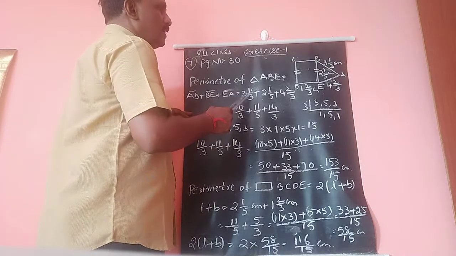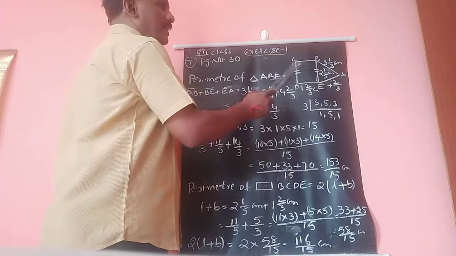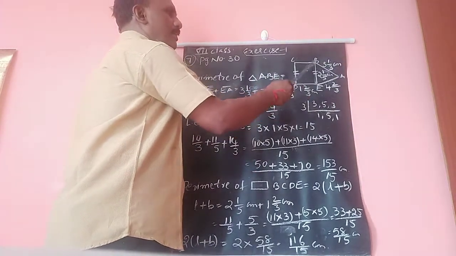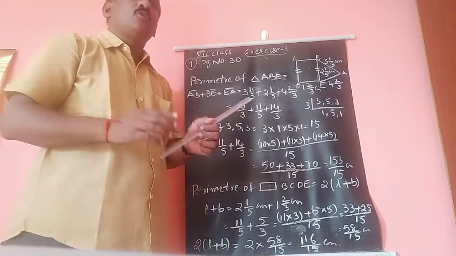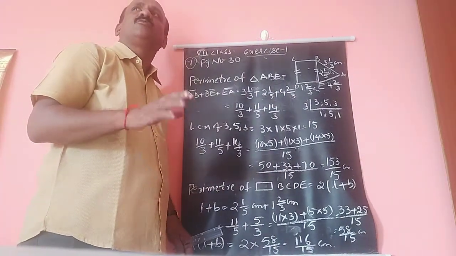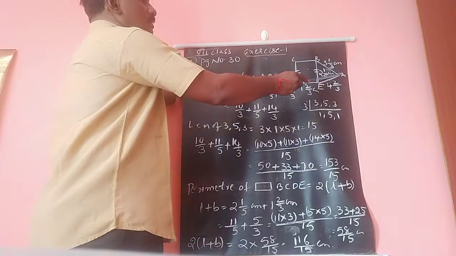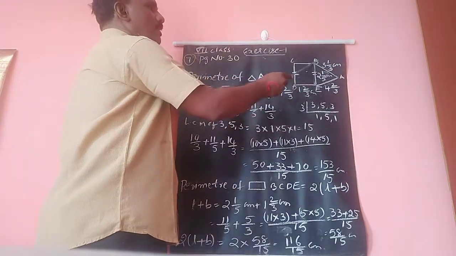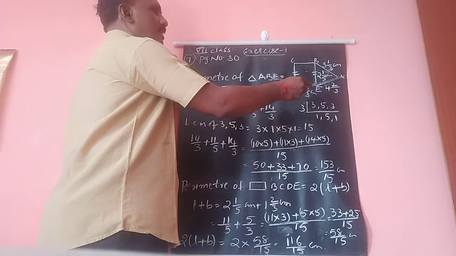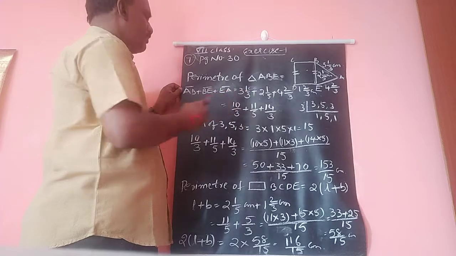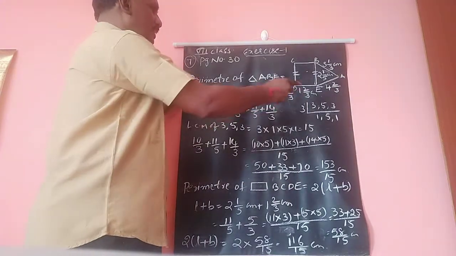Now, first of all, I will go for the triangle. Perimeter of the triangle ABE. Perimeter means we have to find the sum of the lengths of all sides. So triangle ABE means AB plus BE plus AE, that means AB plus BE plus EA.